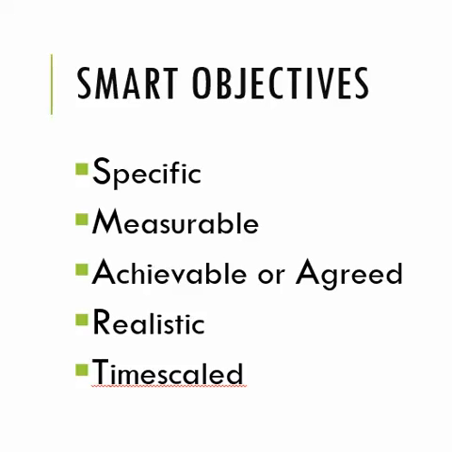So again, if we go back to our profit example, to make a SMART objective for profit, we would say we want to increase our profits by 10% within 12 months. And obviously we would have agreed that with our staff, and we would have checked the market conditions to make sure this was realistic. Now, when setting objectives, we also need to consider all of the stakeholders within the business.